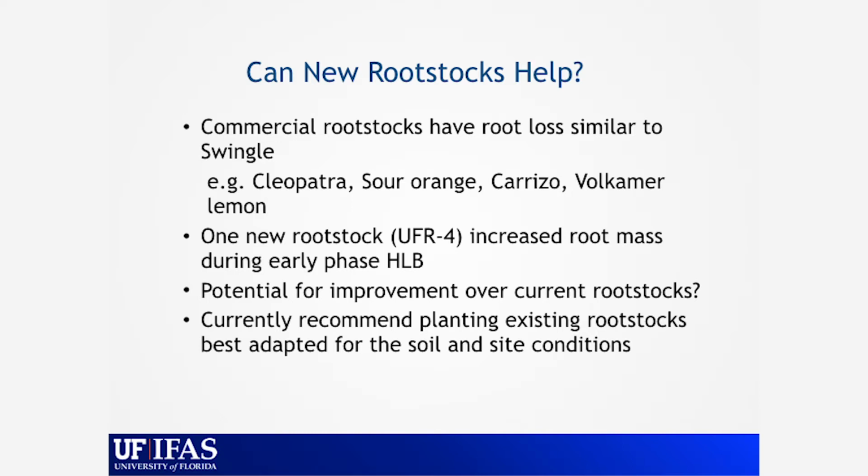So the question to carry this on becomes, can the rootstocks help? Should we be developing rootstocks that behave differently from these standards? Our standards here, Clio, Sour, Carrizo, Volk, they all lose roots at the same level that Swingle does. But can this rootstock behavior, as in UFR4, of increased root mass over time, be equated with more tolerance to HLB? And should we, when we find this sort of behavior, start recommending this type of rootstock immediately? And the answer is no.